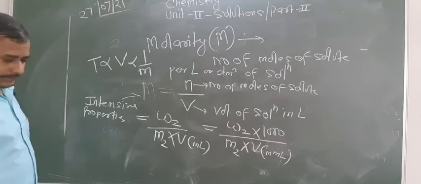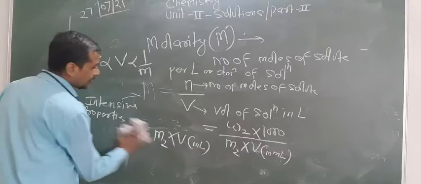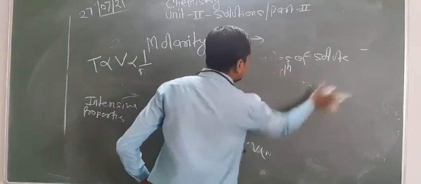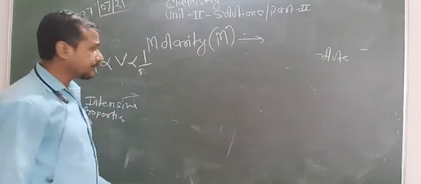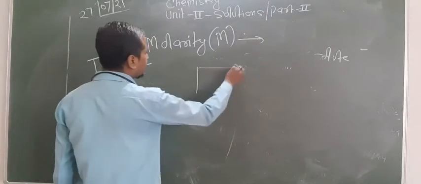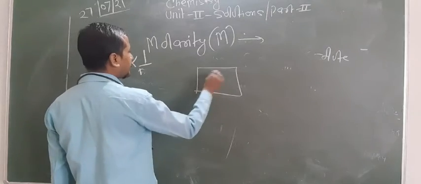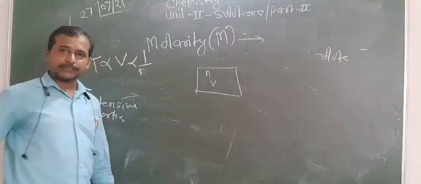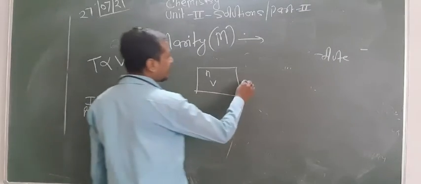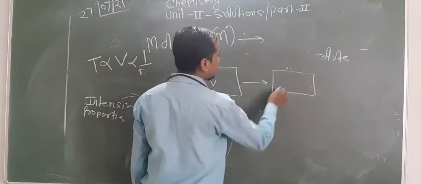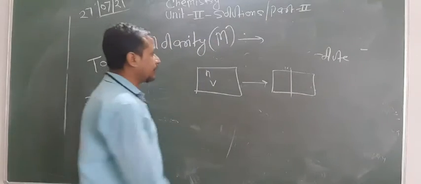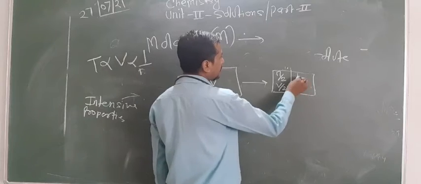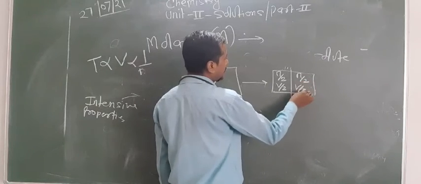जो amount पे depend ना करे. Now look here. How we can find that molarity is basically an intensive property. So look here. We have taken one container. Now this has n number of moles and volume is V. Now we divide the container into two parts like this. So now the number of moles is n by 2 and volume is V by 2. Here again n by 2 and volume is V by 2.